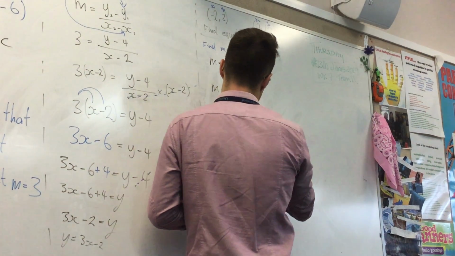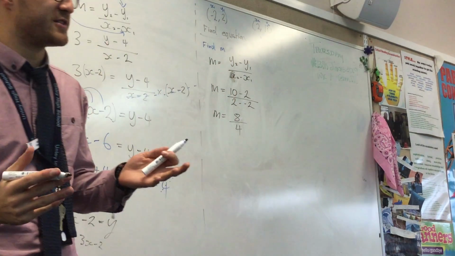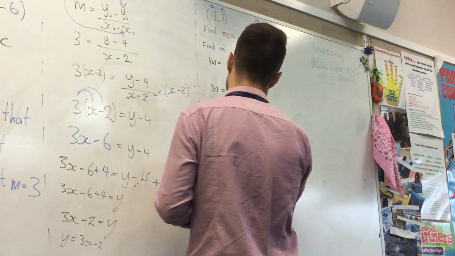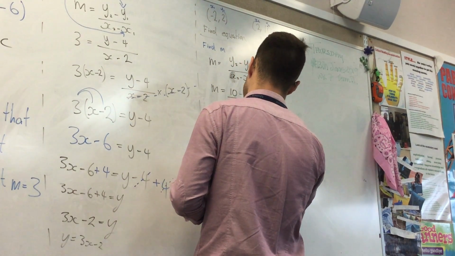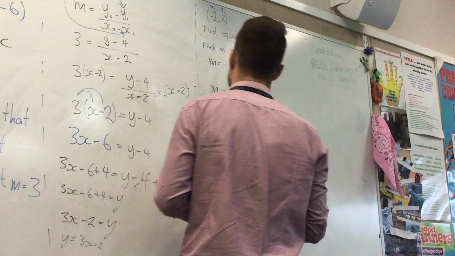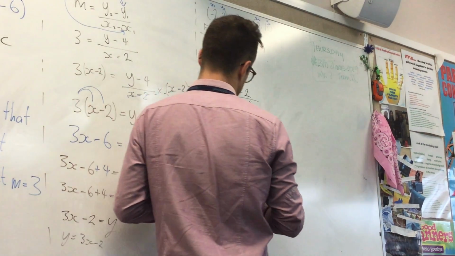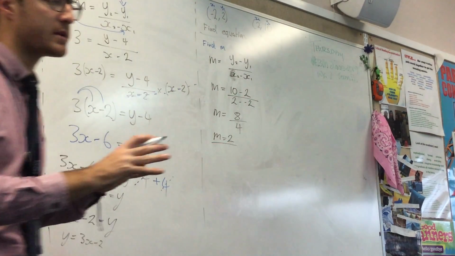Okay? We all hate fractions, we've established that. Can we make that not a fraction? Yeah. Beautiful. 8 over 4 is equal to 2. Alright, so that's our first step done. We found m. Alright? Do you guys want half a second to write this down? Or are we cool?